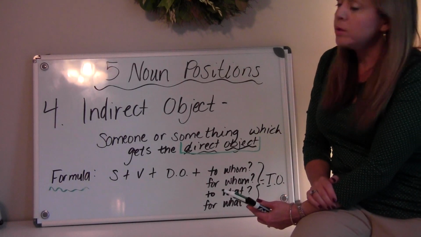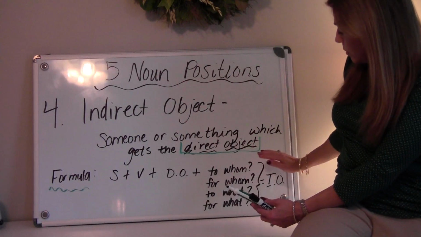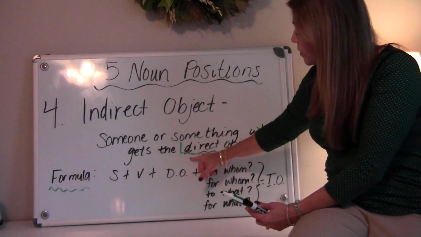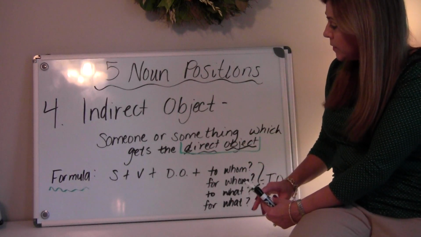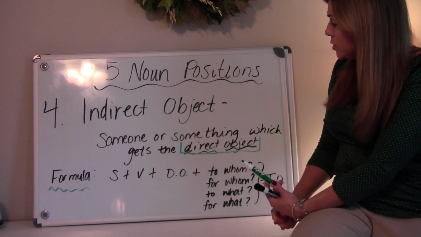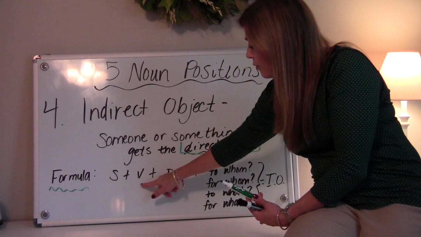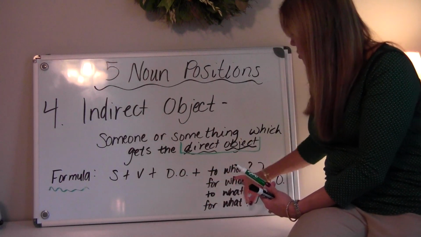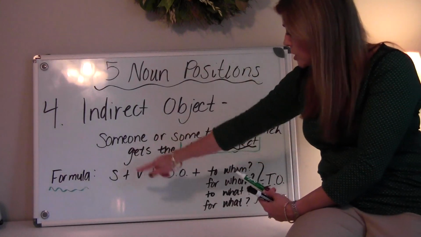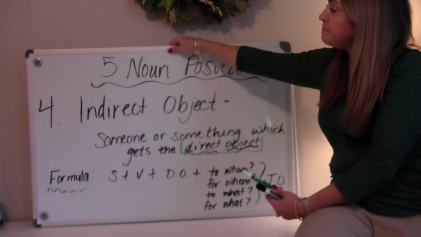This looks like a lot, but you'll see when we look at those sentences in a minute, it starts to all come together. Again, no indirect object if I don't have a direct object. It's impossible. So make sure you've got this formula. To find out an indirect object, you have your subject plus the verb plus the direct object plus to whom, for whom, to what, for what. And your answer to this question that we create in the formula is your indirect object.